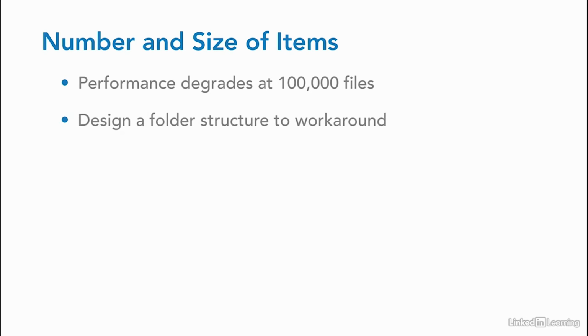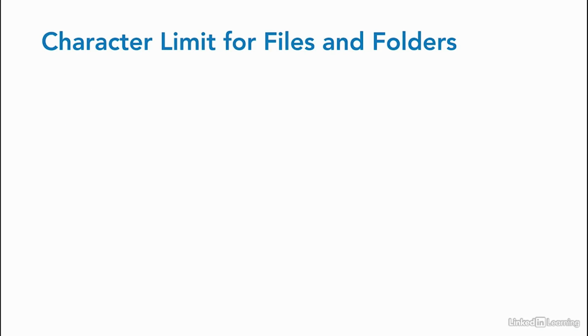To work around this, design a folder structure to accommodate the 100,000 file limit. Using the OneDrive client, the maximum file size upload currently for OneDrive for Business is 15 gig. During the year of 2020, this limit should be increased. The max file size upload for OneDrive is 100 gig. There is also a 400 character limit for full path names. Be sure to keep your paths, including file names, under 400 characters.